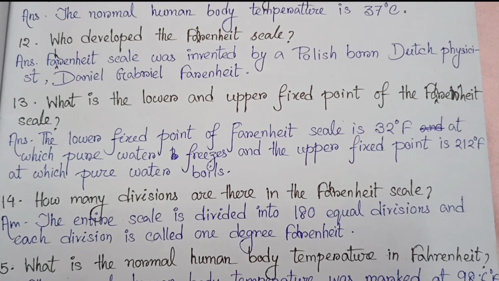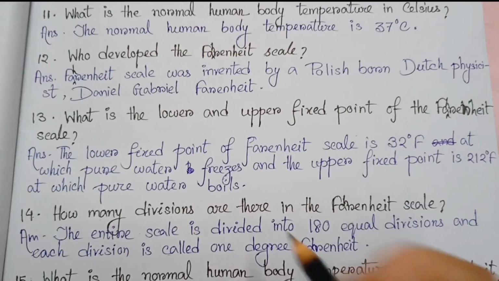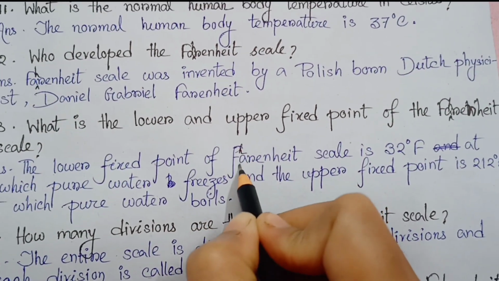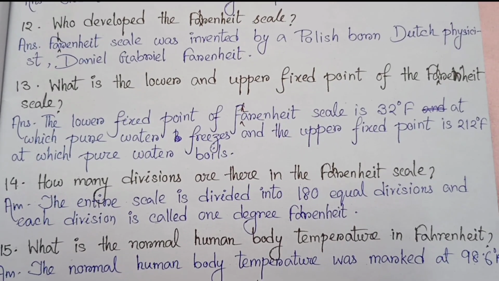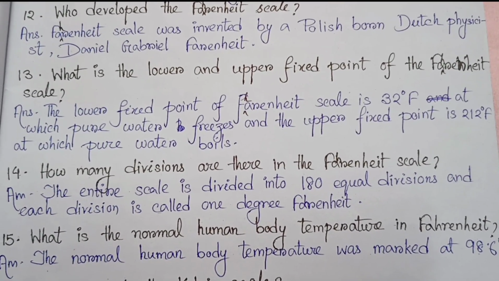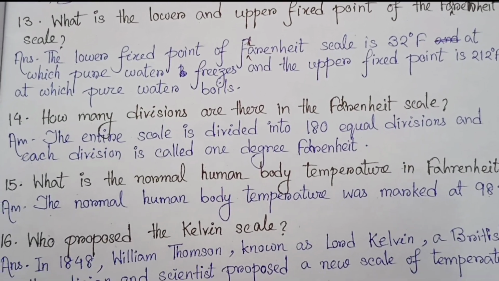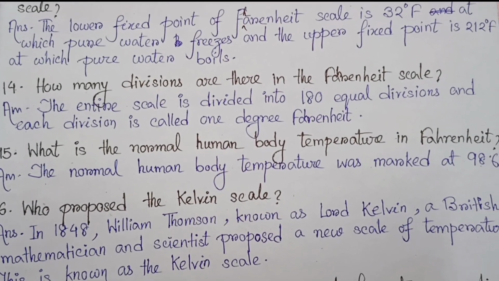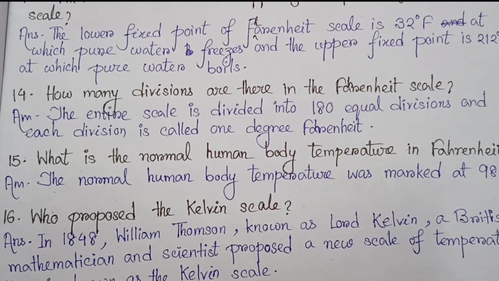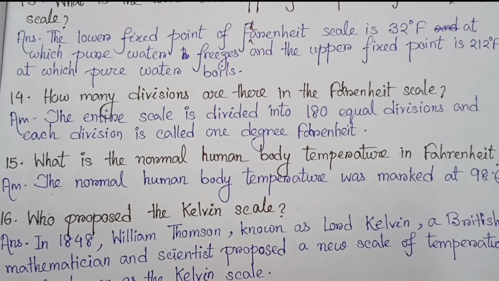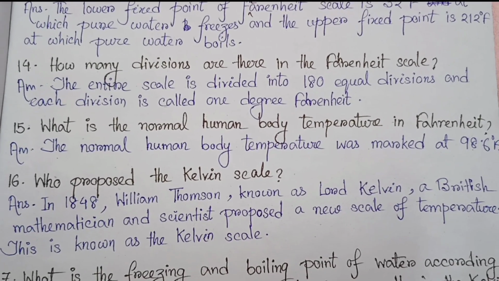Number 13. What is the lower and upper fixed point of the Fahrenheit scale? The lower fixed point of Fahrenheit scale is 32 degrees Fahrenheit, at which pure water freezes, and the upper fixed point is 212 degrees Fahrenheit, at which pure water boils. Number 14. How many divisions are there in Fahrenheit scale? The entire scale is divided into 180 equal divisions and each division is called 1 degree Fahrenheit.